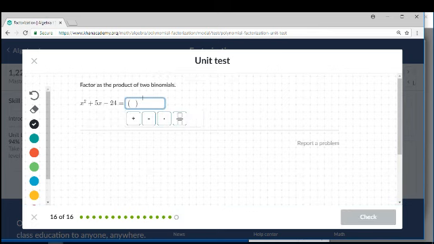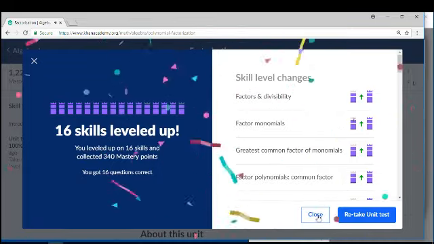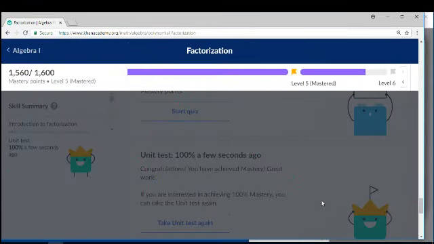That adds to 5, multiplies to negative 24, so that should be not 6 and 4. Is it 12 and 2? 24 and 1. 8 and 3. So that should be x plus 8 and x minus 3. Let's see if that gets, okay, that gets us up to mastery.